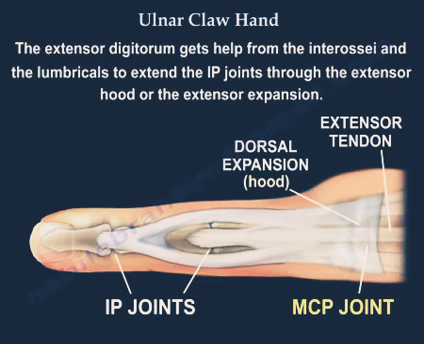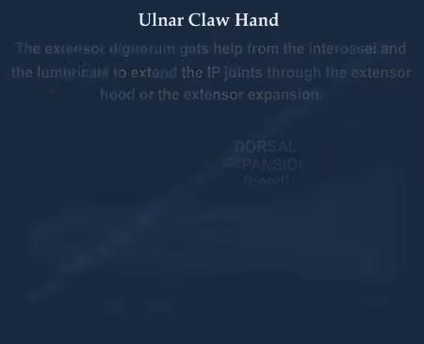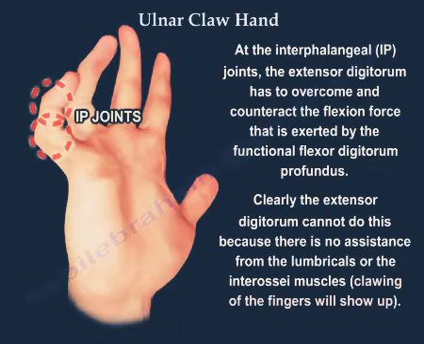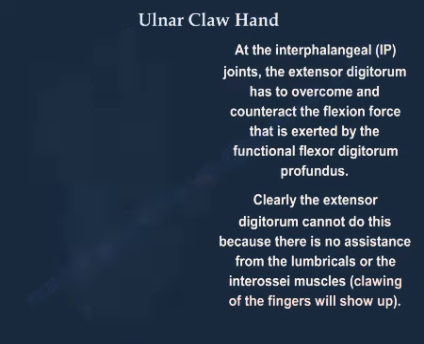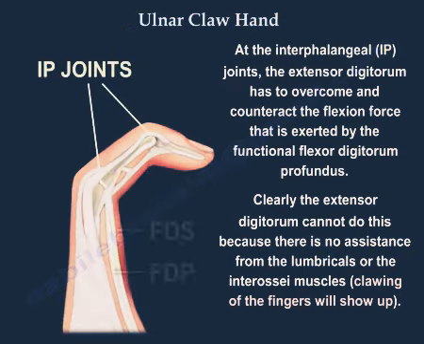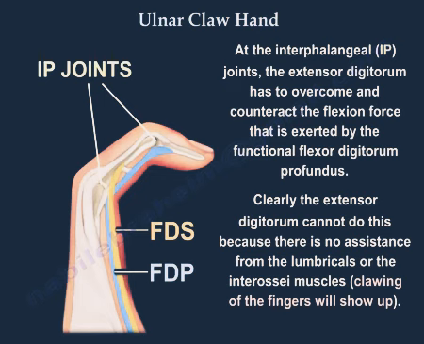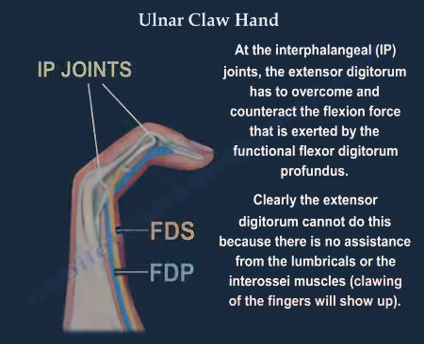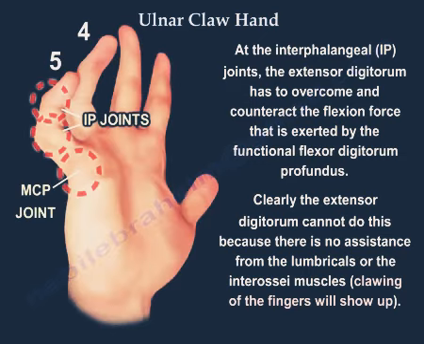The extensor digitorum gets help from the interossei and the lumbricals to extend the IP joints through the extensor hood or the extensor expansion. At the interphalangeal joints, the extensor digitorum has to overcome and counteract the flexion force exerted by the functional flexor digitorum profundus. And clearly the extensor digitorum cannot do it because there is no assistance from the lumbricals or the interossei, and the clawing of the fingers will show up.